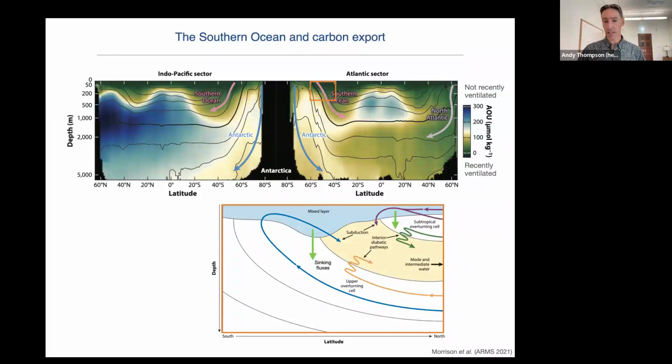This is a nice schematic here that I won't talk about too much. That also is from Adele's paper, just pointing out that you have these multiple pathways into the mode and intermediate water classes that are largely subducted and spread to lower latitudes. And those can involve both adiabatic or along density surface pathways or diapycnal processes. And of course, the sinking fluxes move through that as well.